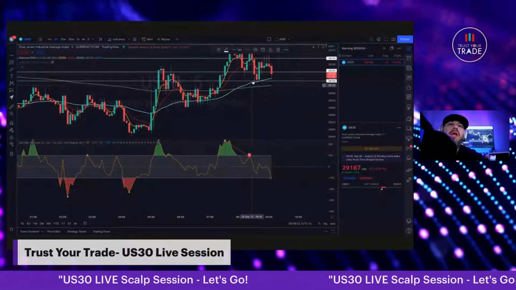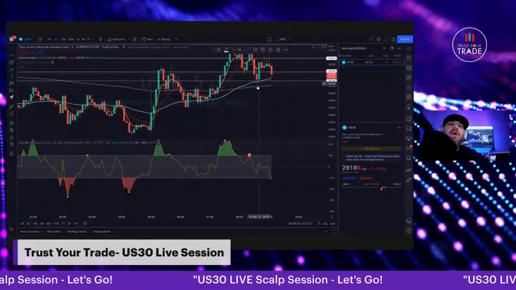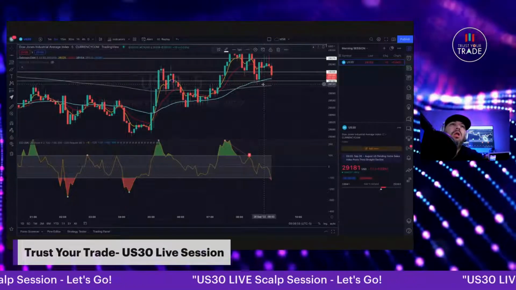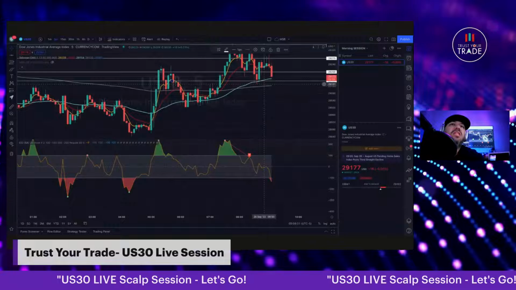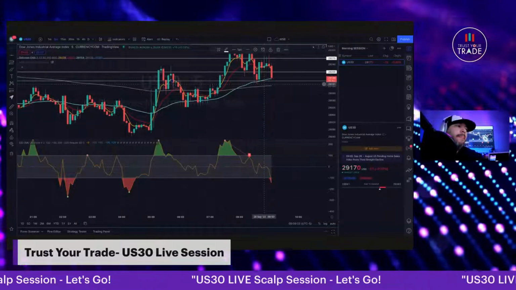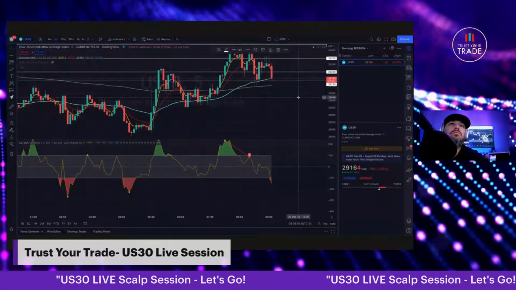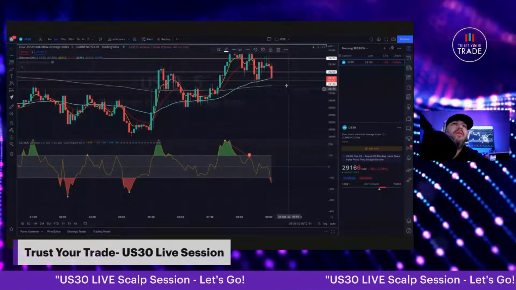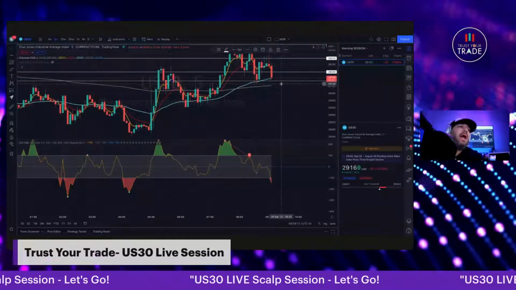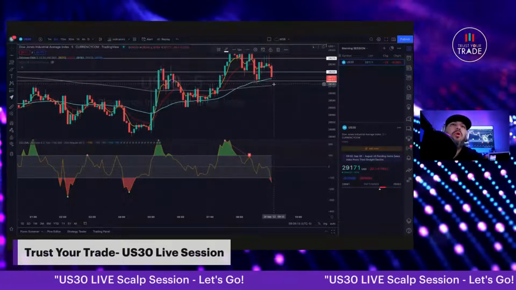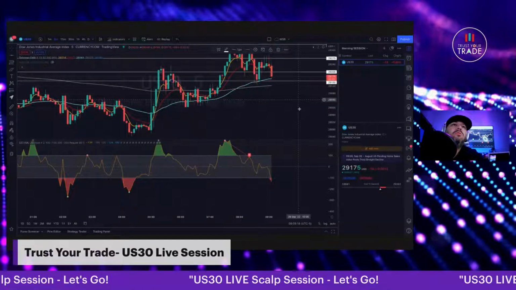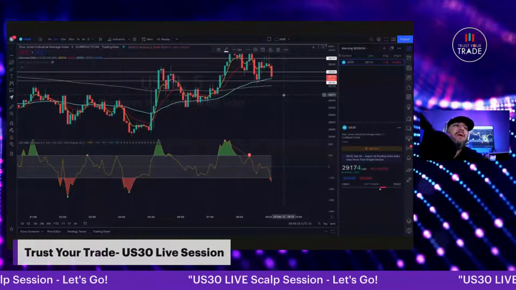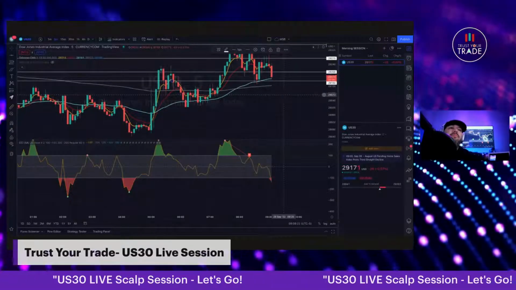We have liquidity right here as well, and stop losses right here. So we could see her potentially come below this 131 area. Let's be patient here and wait. I have it set at 29,150. If she pulls back a little bit, I'm okay with that 20-point pullback. 29,150 is an area for a buy limit.